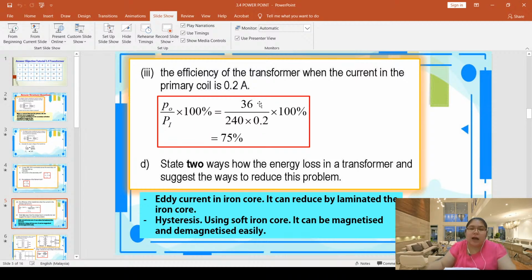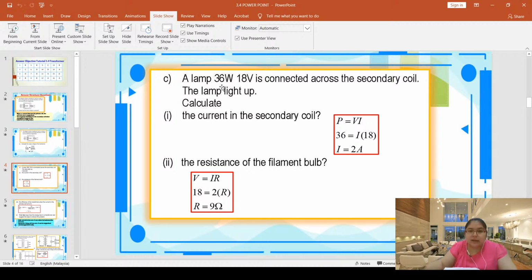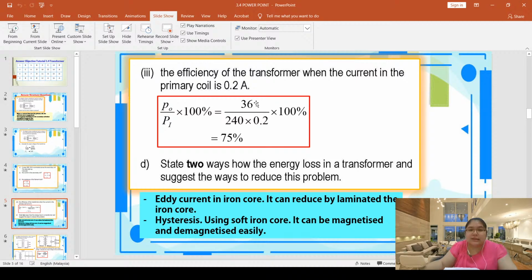How do I get 36? 36 is from the diagram just now. I'll show you back. They say 36 watt is a lamp, so that means 36 is the output.